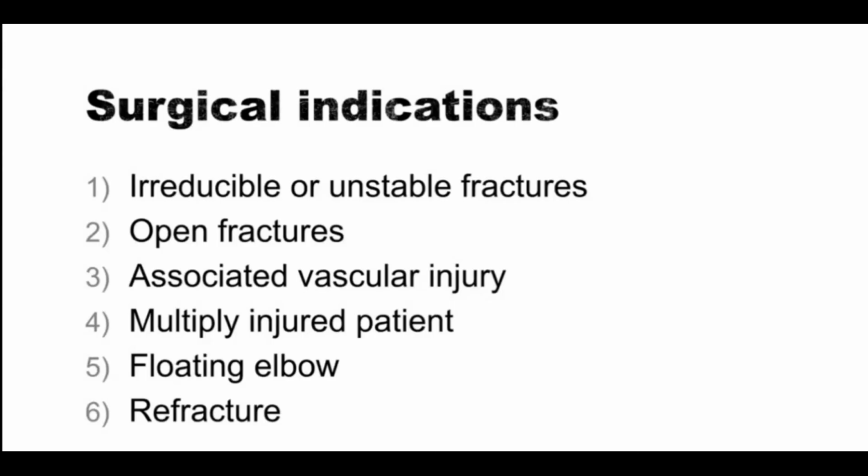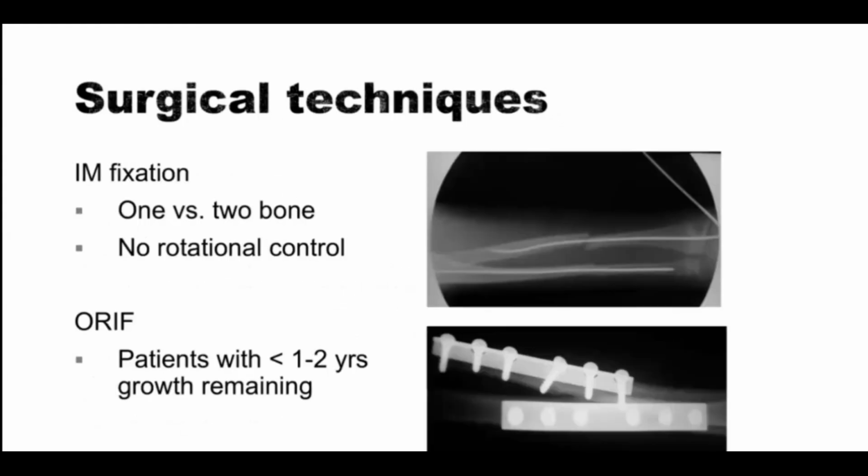achieved acutely. Open fractures are treated operatively, or there's some controversy over the poke hole type of fractures that we could spend a lot of time discussing, but most of the time an open fracture would be treated with surgery. If there's a vascular injury, a multiply injured patient, a floating elbow, or a refracture. Okay. We'll just touch briefly, as I know we're running out of time.